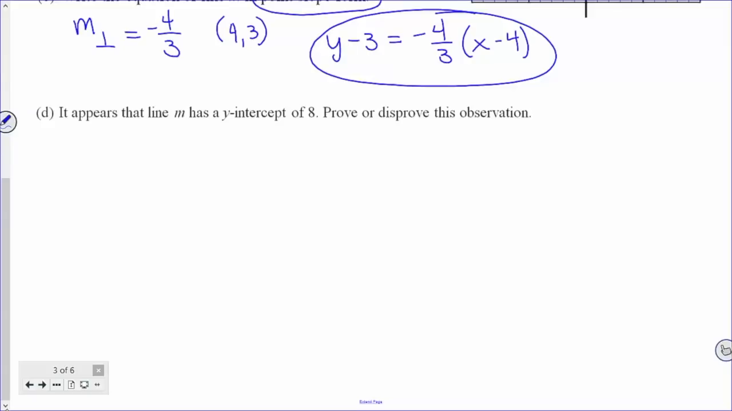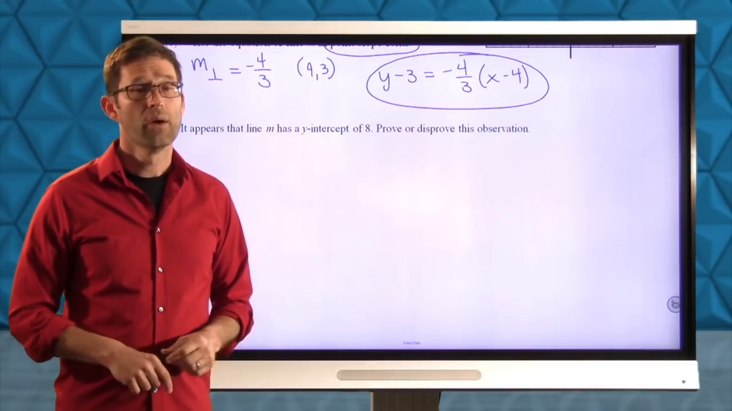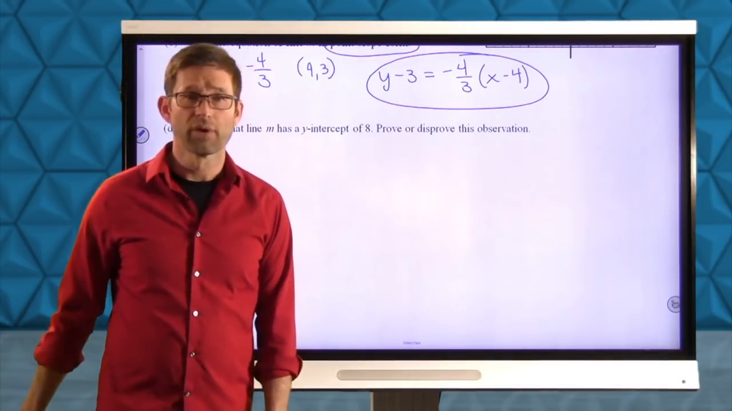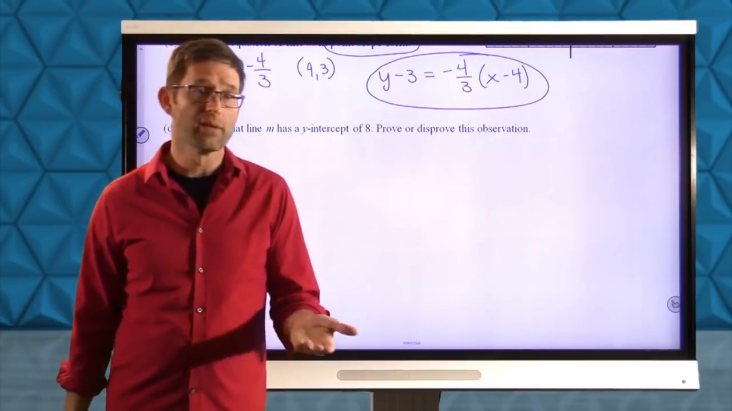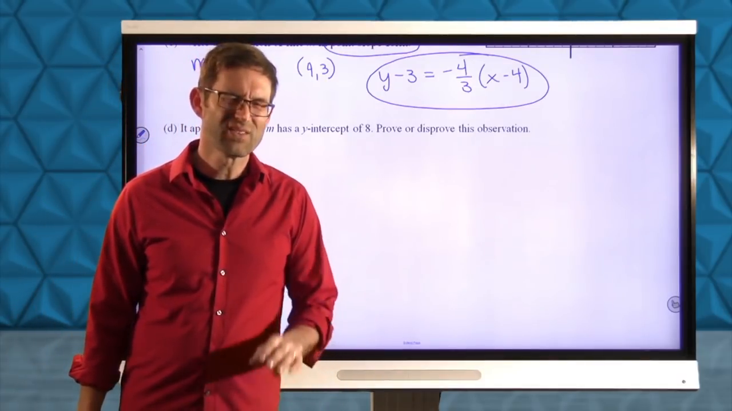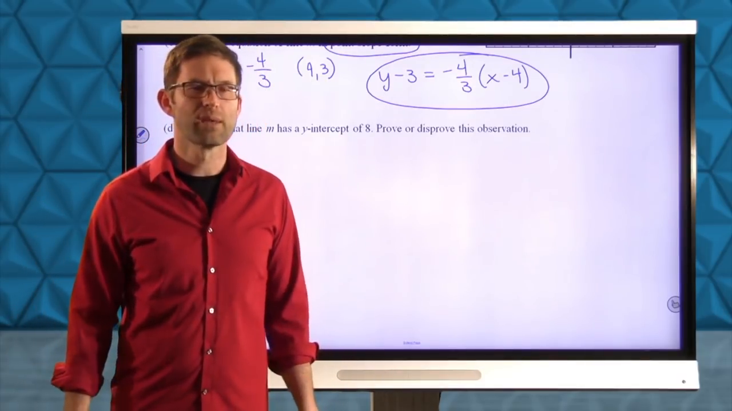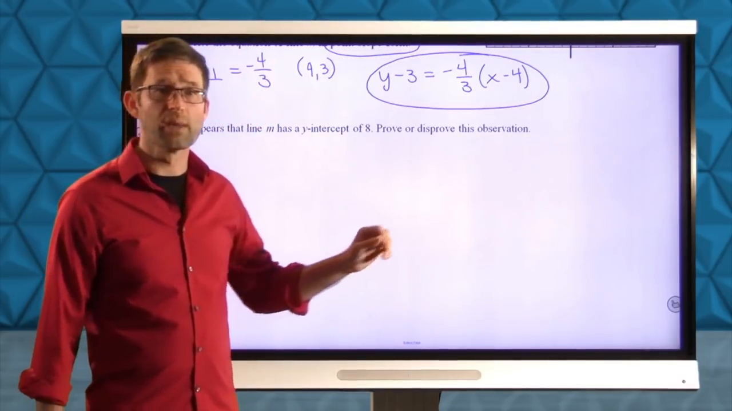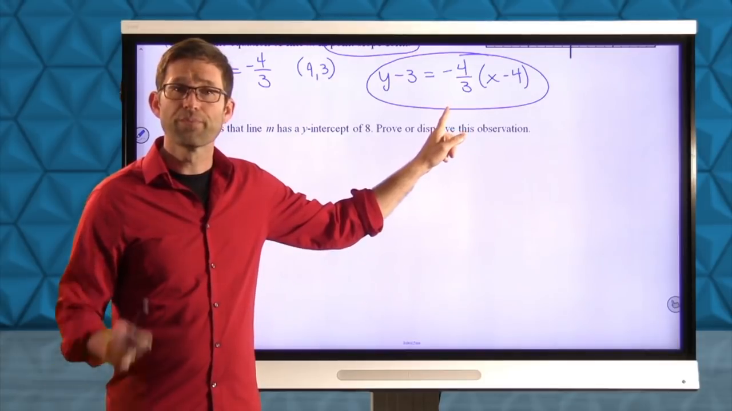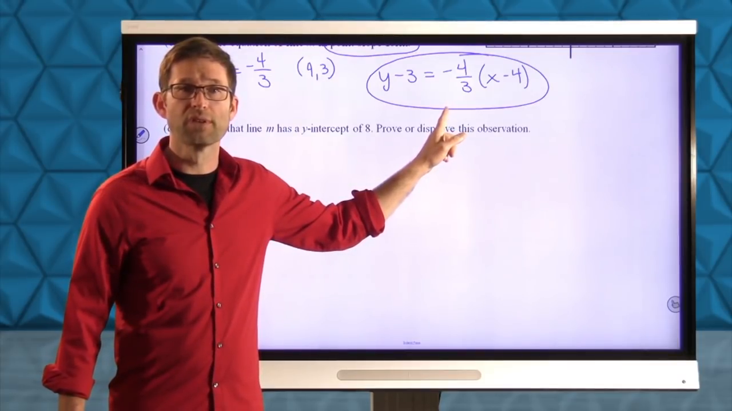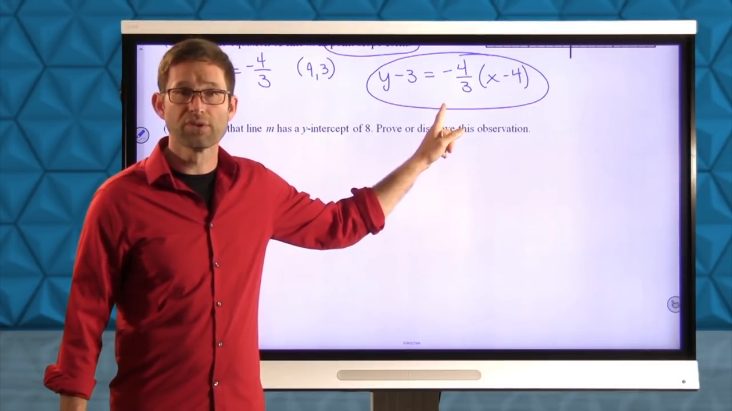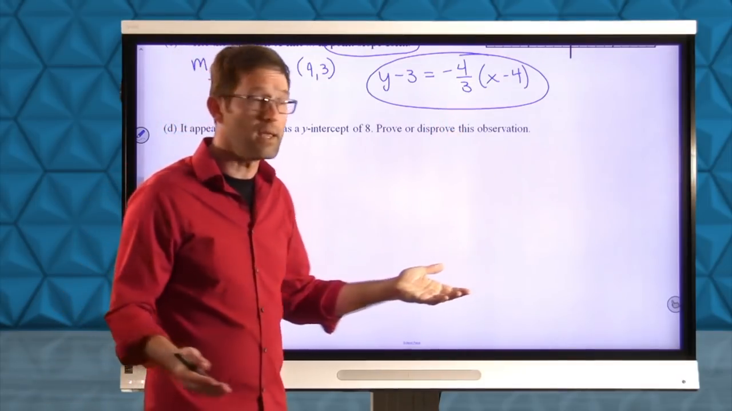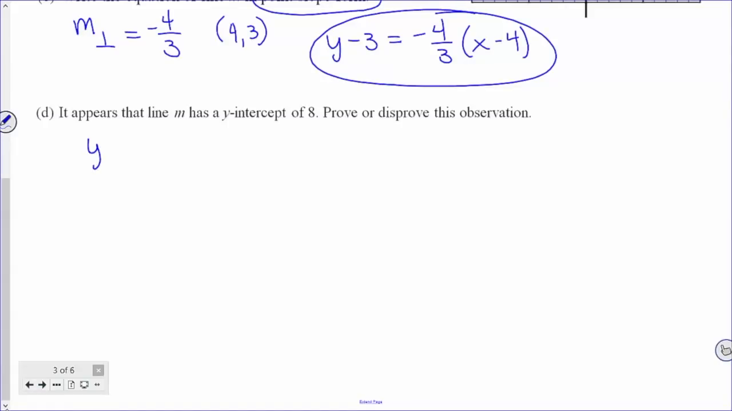All right, well, the worst thing that you can do is just look at the graph and go, oh, it looks like it has a y-intercept of 8, so yes. Or, I looked at the graph, it doesn't quite look like it has a y-intercept of 8, so no. Now, the best way of figuring out whether it has a y-intercept of 8 is to take this equation, rearrange it into y equals mx plus b form, into the slope-intercept form, and see if the intercept's 8. Now, this is going to be a little messy because it's going to have fractions involved, but let's do it.